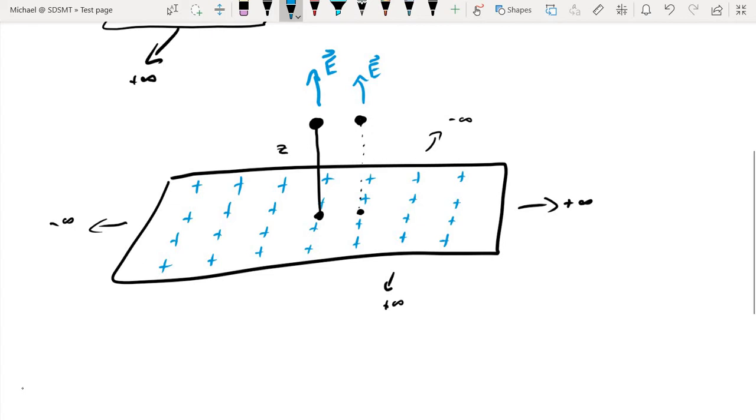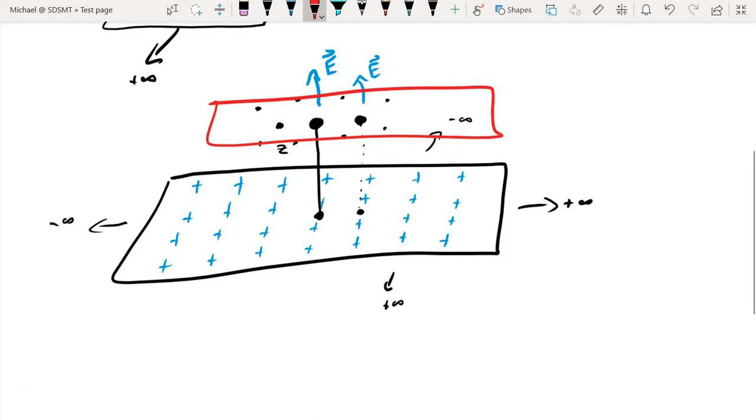And so now I can start mapping out a literal surface above the sheet where we have all the same electric field magnitude values. In other words, there's basically a sheet above our sheet, and every point on that sheet has a uniform electric field magnitude.